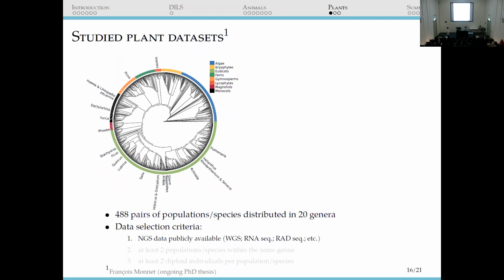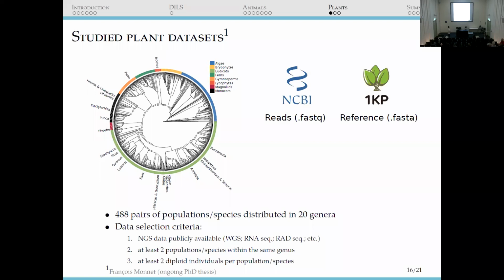We needed an NGS dataset: whole genome sequencing, or RNA sequencing, or RADseq, or exon capture. So we just needed some kind of large number of SNPs, actually. I also needed at least 2 populations per species in order to have an estimate of the level of heterozygosity. And we also need at least 2 populations and 2 individuals. Okay? So by applying these criteria to NCBI, we found these 488 pairs of populations or species.